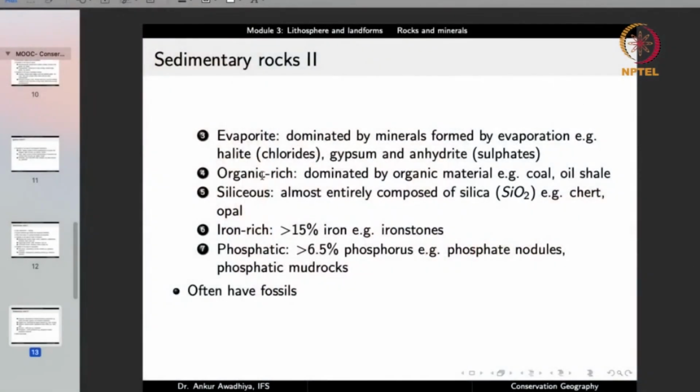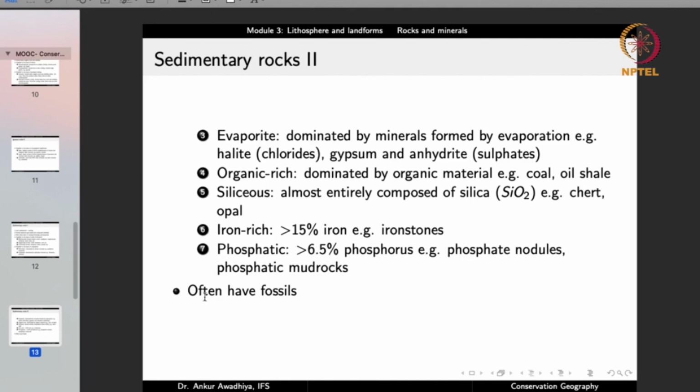We also have organic rich rocks that are dominated by organic materials such as coal and oil bearing shales, or we can have siliceous rocks that are almost entirely composed of silica, that is silicon dioxide. Example is chert and opal. Or we can have iron rich rocks that have greater than 15% iron. Example is ironstone. Or we can have phosphatic rocks that have a good amount of phosphorus, greater than 6.5%. Example, phosphate nodules and phosphatic mud rocks.